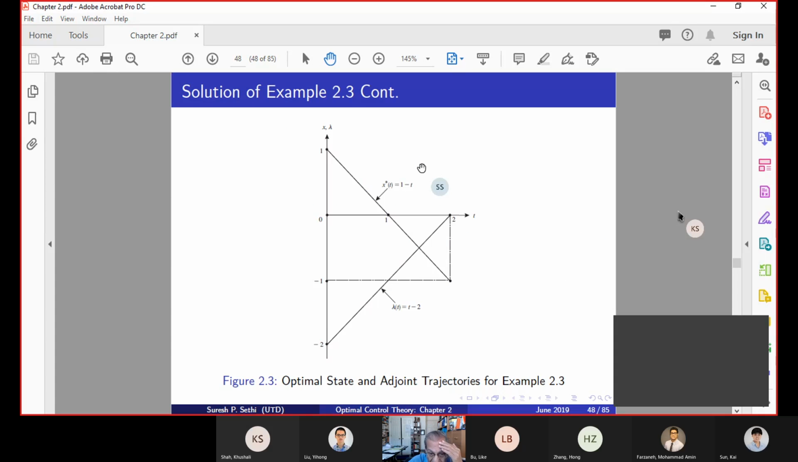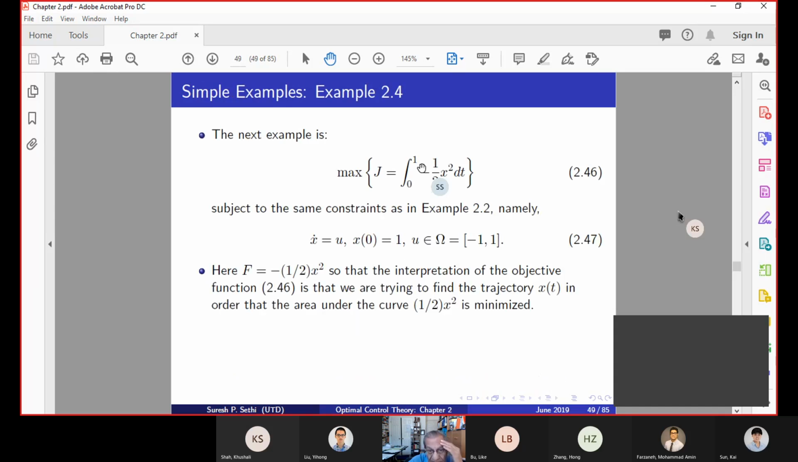So this is again a problem. The third problem is more interesting. I have minus half x squared dt. And now what is happening is that even if x is negative, x squared is positive. So it's no longer the signed area. We are actually trying to minimize the area under this curve, half of x squared. Okay, it's the absolute area, not signed area anymore.